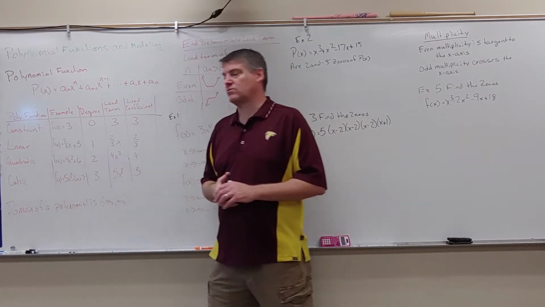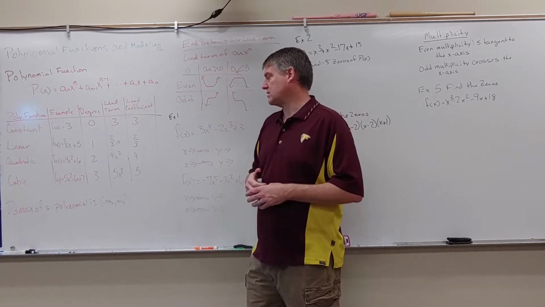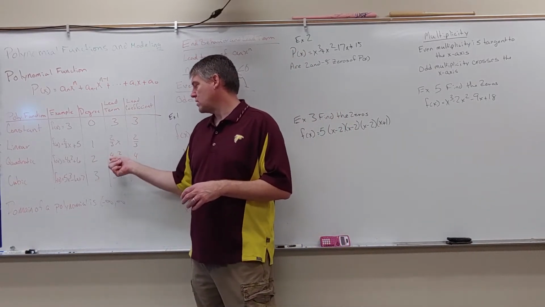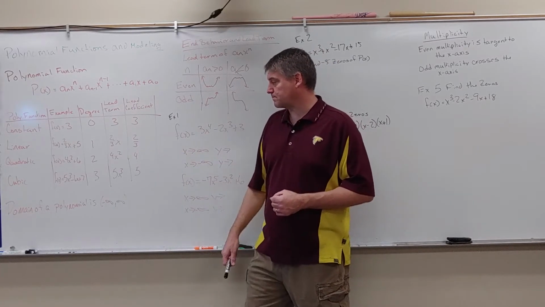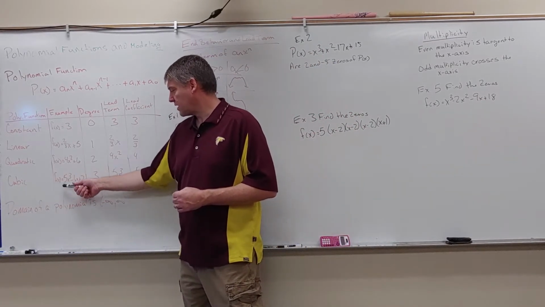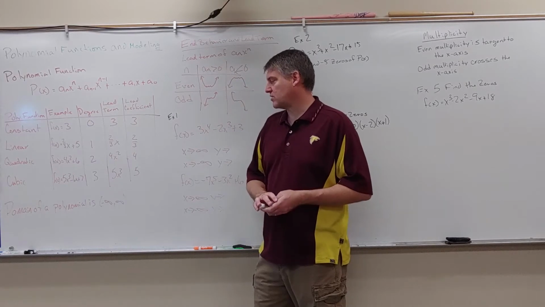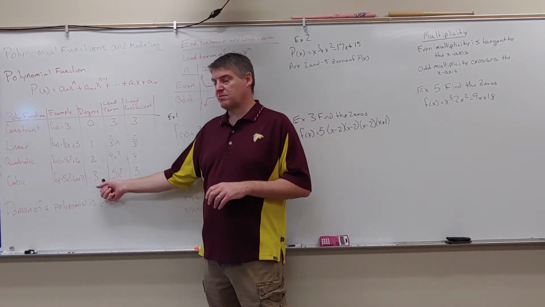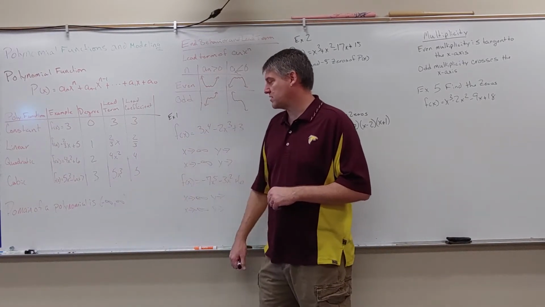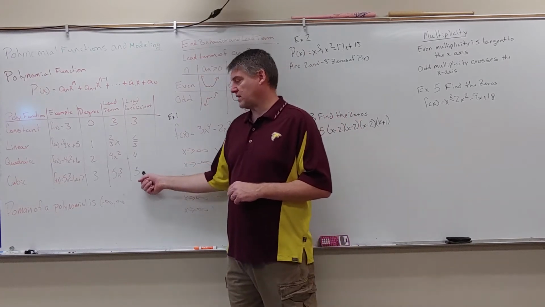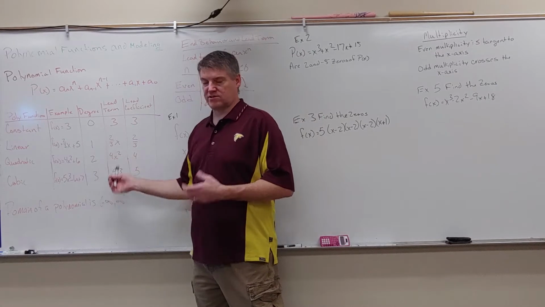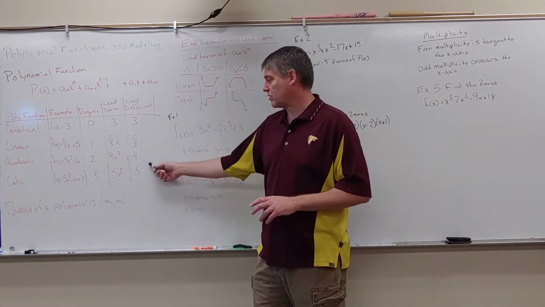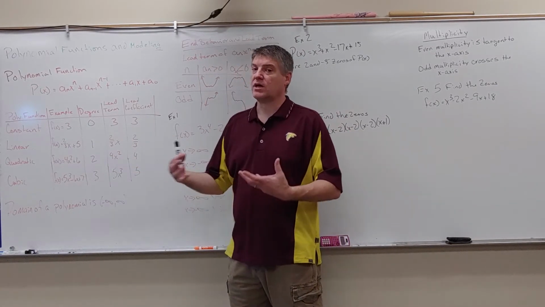Quadratic, f of x equals 4x squared plus 6. My degree is 2. My lead term is 4x squared, and then my lead coefficient is 4. The cubic, f of x equals 5x cubed minus 6x plus 7. My degree is 3. My lead term is 5x cubed, and my lead coefficient is 5. It's really important to understand this lead term and the lead coefficient because we're going to use this information later on.